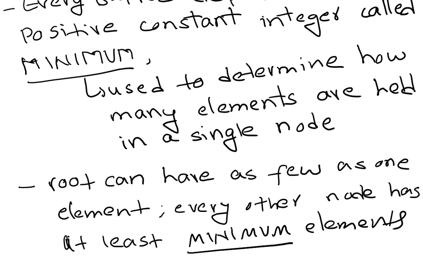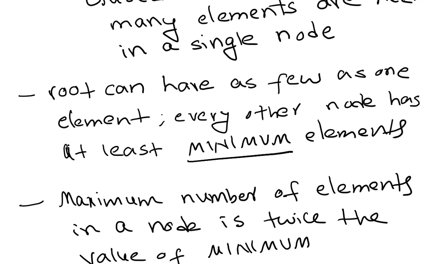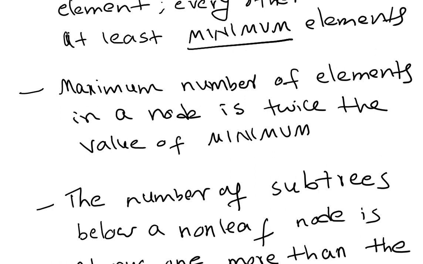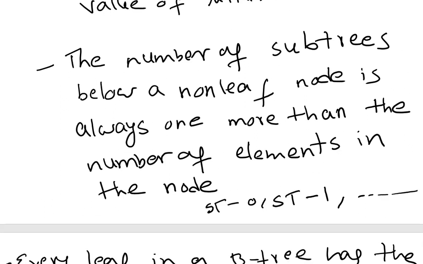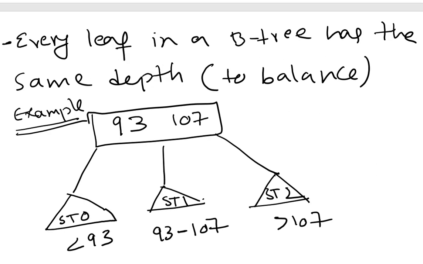Why do we use the minimum? It is used to determine how many elements are held in a single node. The root can have as few as one element, but other nodes should have at least the minimum number of elements. If the minimum is 1, every node should have 1. The maximum is twice the minimum value. The number of subtrees below a non-leaf node should always be more than the number of elements in the node. Every leaf in a B tree has the same depth. Why? If it has the same depth, the height will be the same.